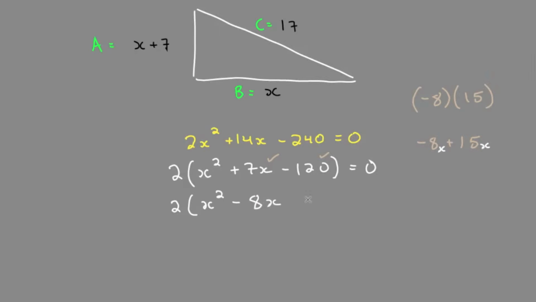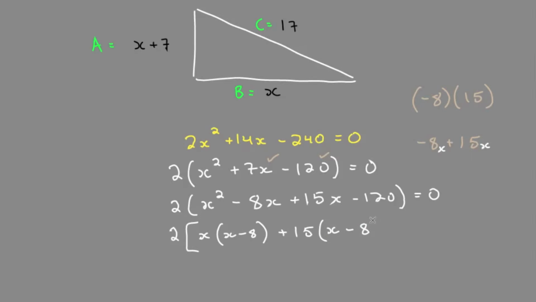Minus 8x plus 15x. So the 7x turned into our minus 8x and our positive 15x. -8 plus 15 gives us +7. When we factor inside these parentheses, let's turn those outer parentheses into brackets to keep them separate, and then we'll common factor our x out of the first two terms, and we'll common factor a 15 out of the last two terms, giving us x minus 8 again.